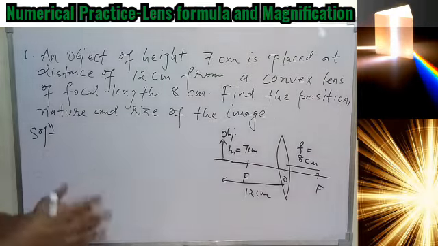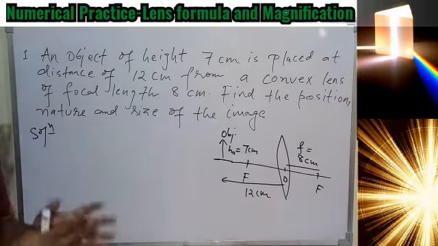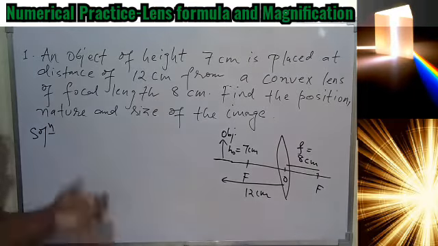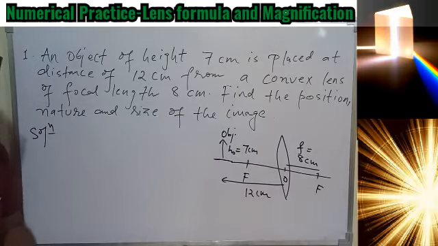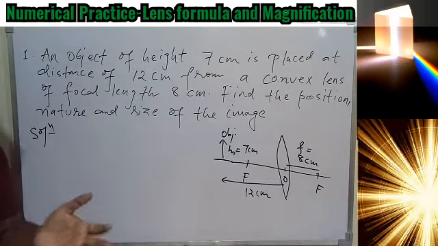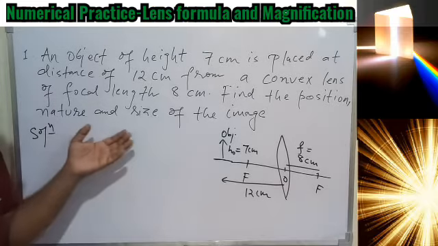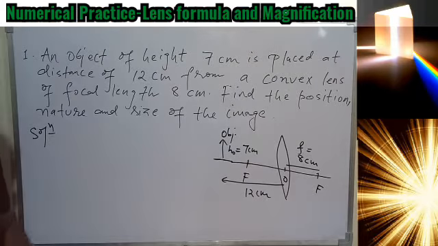So this is given to us, and based on this situation condition, we have to find the position and nature and size of image. Means where is the image formed, what will be the nature of the image, that is real or virtual, and what will be the size of image as well. So we'll try to take the help of this statement only.